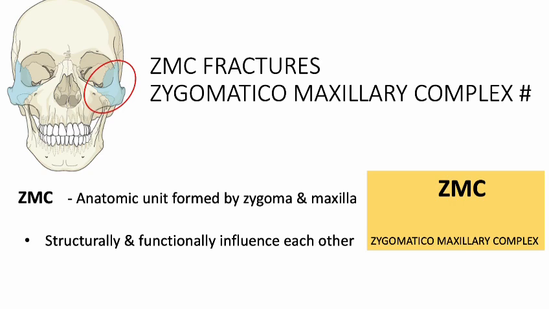Zygomatico maxillary complex is considered as an anatomic unit formed by zygoma and maxilla because structurally and functionally they influence each other. And if you notice carefully, zygoma is articulating or it is in close connection with the maxilla by a long suture. This is the suture. So any impact to the zygoma generally affects the maxilla and vice versa. Another important aspect was discovered a little later.